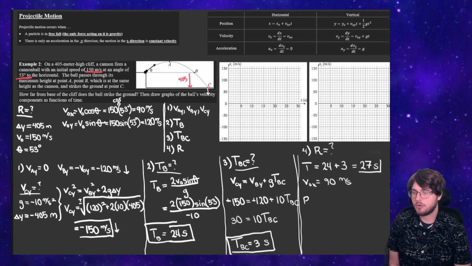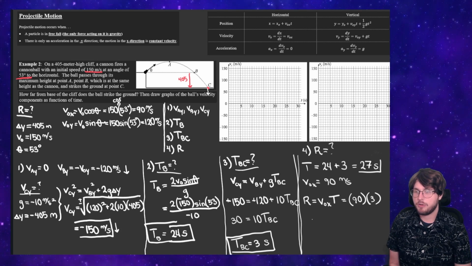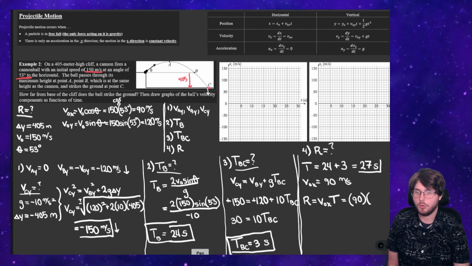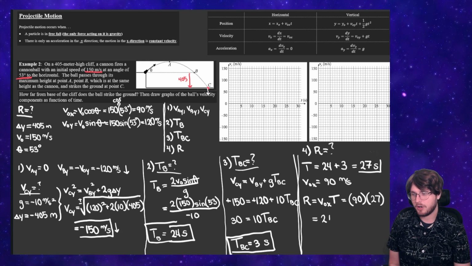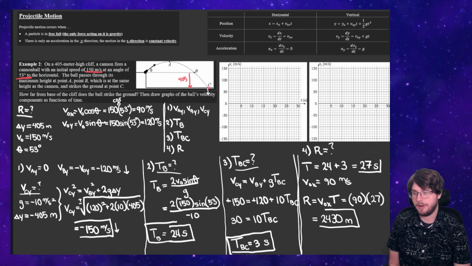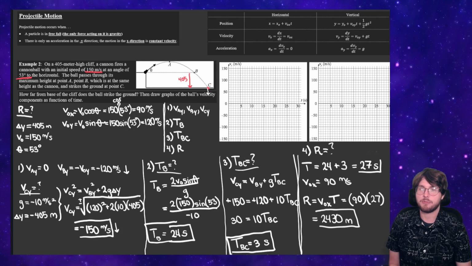So range is going to equal V naught X times big T, and that'll be 90 times 27 seconds. And so the range of this projectile from start to finish will be 2,430 meters. That's a long way, almost 2.5 kilometers. And that is the total range of this projectile from start to finish.